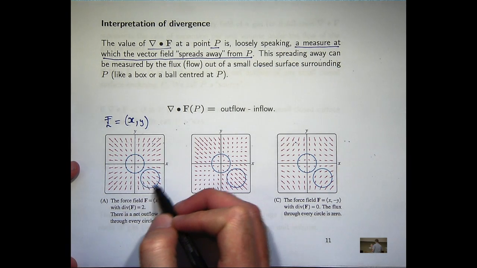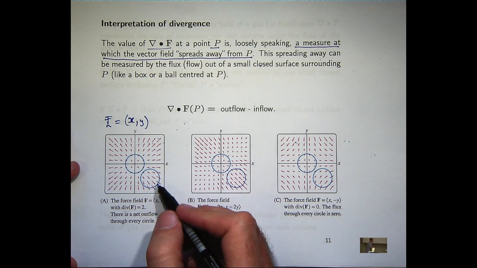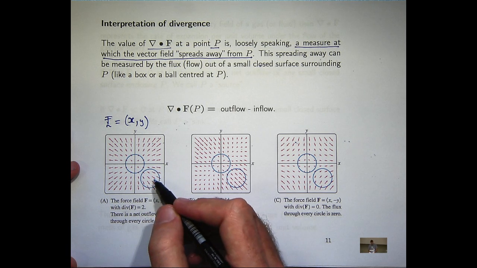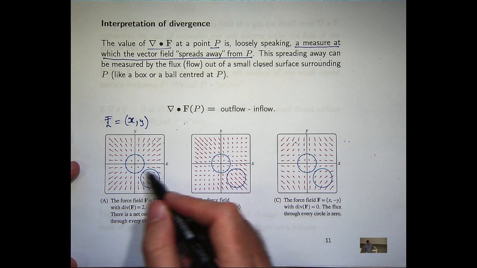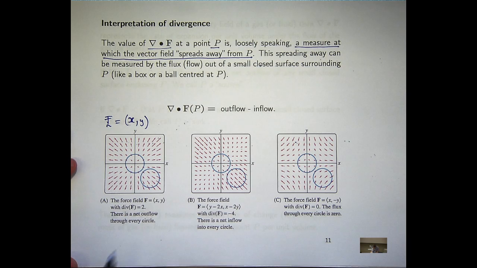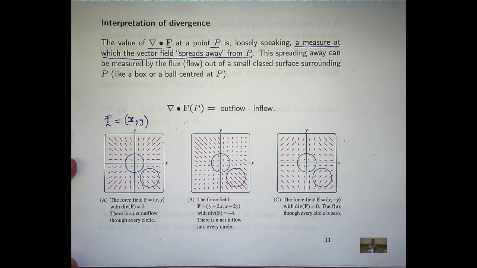If you look at this particular circle, this is sort of drawn somewhere else, you can see there's some inflow into the circle, but there's much more outflow. So there would be a net outflow out of this circle. And that's true for any circle in the plane. Okay, so again, we would expect the divergence to be positive.